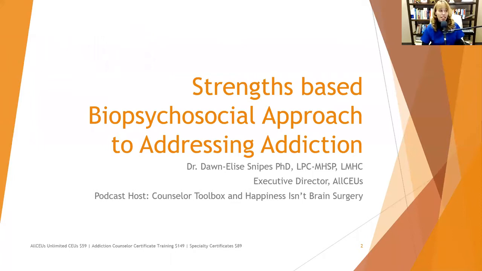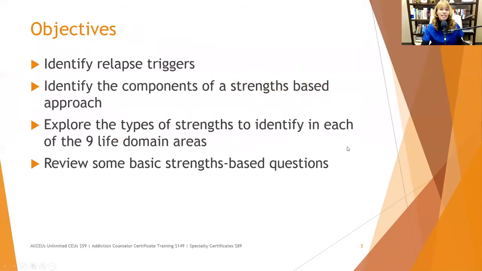I'd like to welcome everybody to today's presentation. This is our final presentation on strengths-based biopsychosocial approaches. Today we're going to be talking about addressing addiction, but a lot of what we're going to talk about really applies to mood disorders as well. So I want you to think broadly, not just narrowly for addiction. We'll identify relapse triggers, the components of a strengths-based approach, the types of strengths in each of the 9 life domain areas, and then we'll finish by reviewing some basic strengths-based questions that you can ask clients in order to elicit more strengths from them.